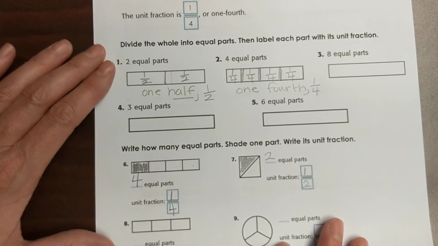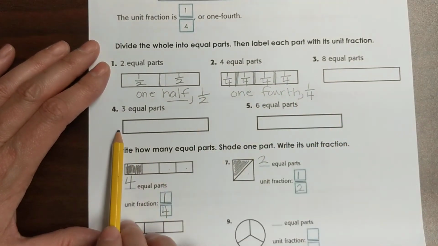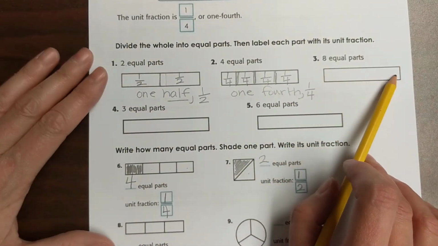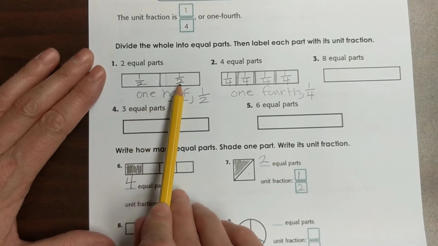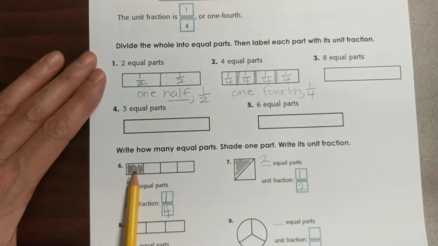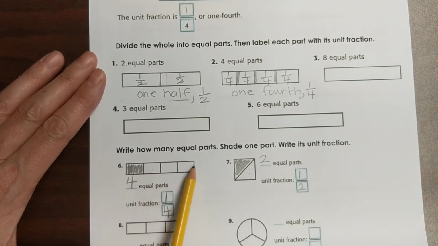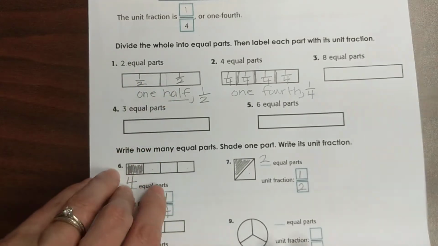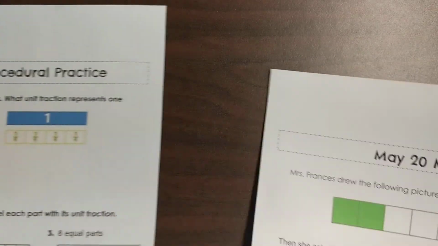All right, boys and girls, so continue. Please do numbers 3, 4, and 5, and make sure that you divide it into equal parts and you write your unit fraction for each part. Down here, shade 1 part, write how many total parts, and then write your unit fraction. 1 is shaded out of how many? Only shading 1 here, only dividing it into how many parts it says here, and labeling your unit fraction.